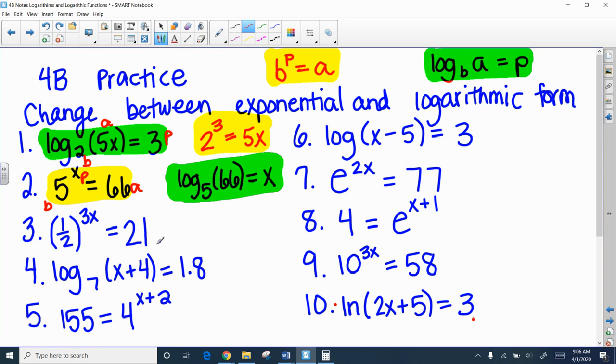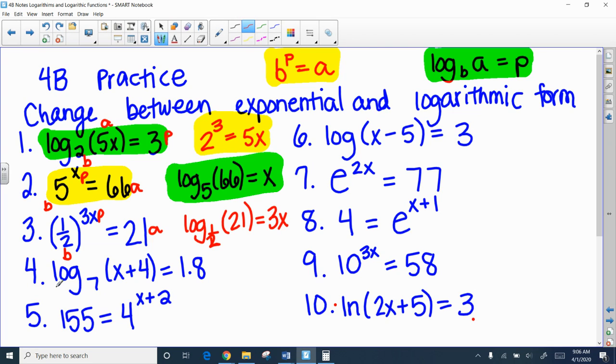So if I look at number 3, there's no logarithm, but there is a base and an exponent. So this is the base and the power or the exponent. So the other side of the equal sign is the a. So if it's in exponential, I have to change it to log form. So that's going to be log base b, so the base is a half, of a, so of 21, equals p, so equals 3x.